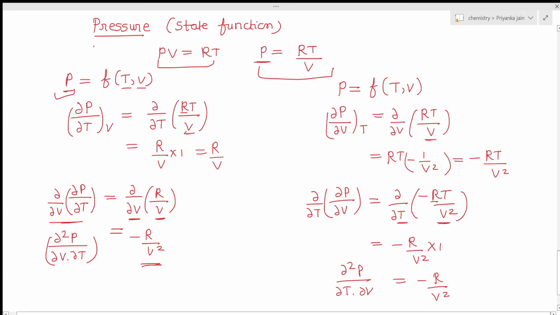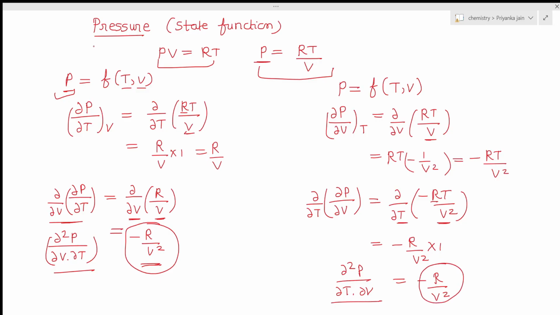Okay. So you can see that here the order is different, and here the order is different, but we are getting the same result: −R/V² and −R/V². So we can say ∂²P/∂V∂T is equal to ∂²P/∂T∂V. It means whichever the order is, it does not matter. The thing is that it is a state function, so it is following Euler's Reciprocity Theorem. It means its second derivative will remain the same whatever the order.